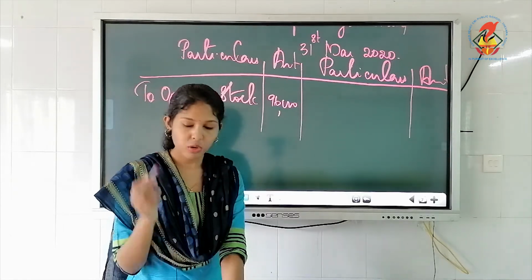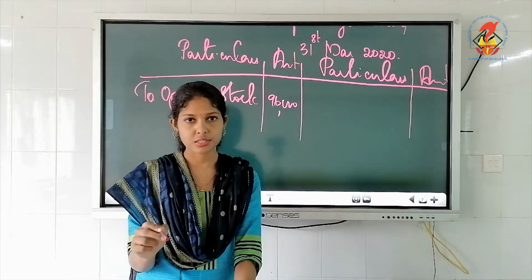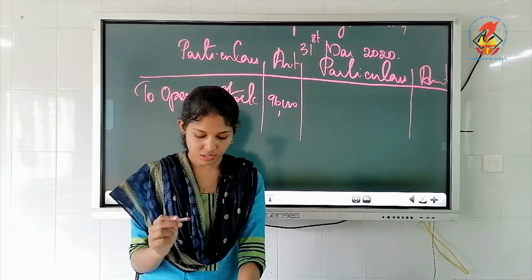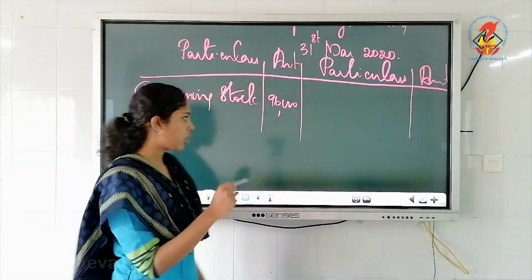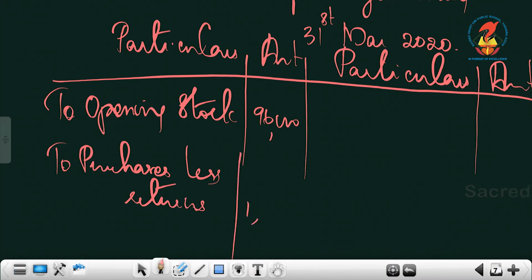Okay, did you see the question? In that question itself they have written purchases less returns. So you don't have to deduct anything. Purchases less returns you write and write the figure in the outer column. To purchases less returns 1,18,500. Then all direct expenses you have to write.